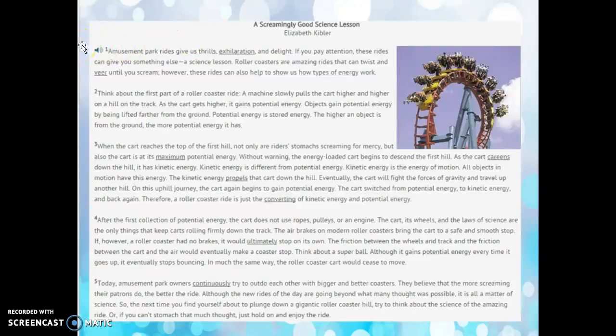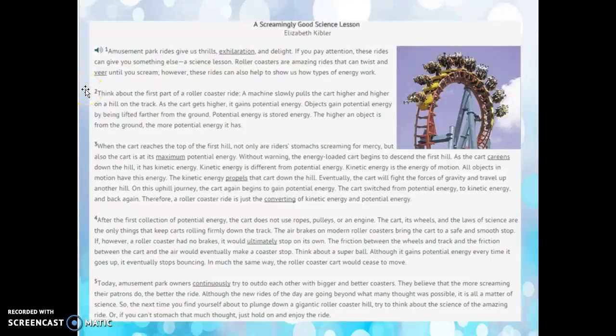A Screamingly Good Science Lesson by Elizabeth Keebler. Amusement park rides give us thrills, exhilaration, and delight. If you pay attention, these rides can give you something else, a science lesson. Roller coasters are amazing rides that can twist and veer until you scream. However, these rides can also help to show us how types of energy work.